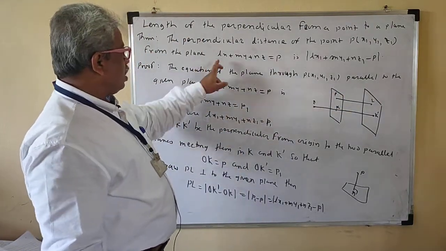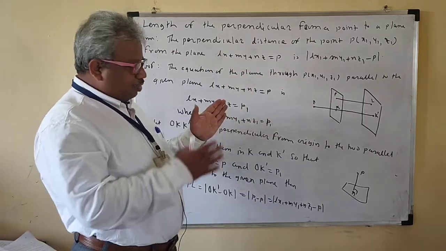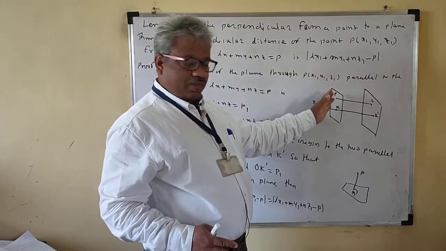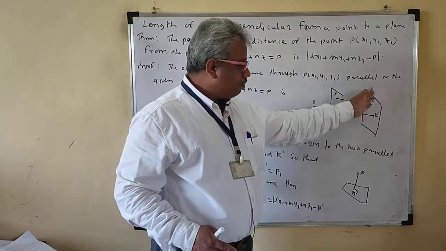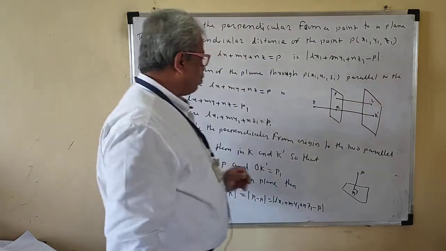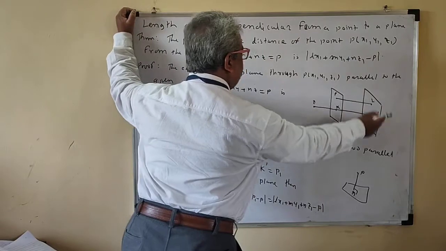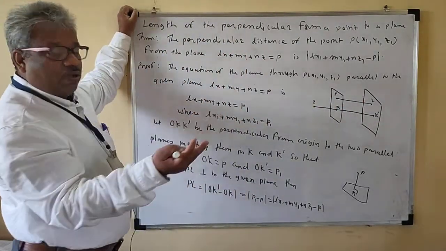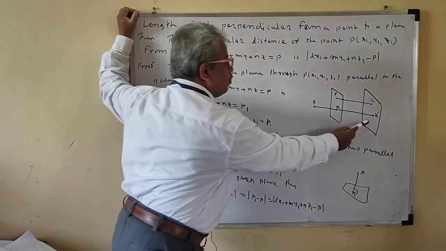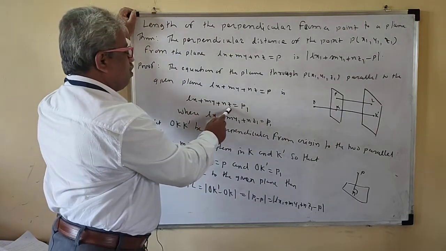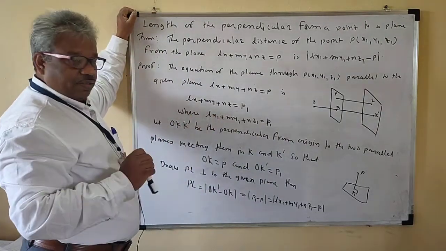So your plane is lx plus my plus nz equal to p. This is your original plane. What I did is take a plane parallel to this one. The equation of the parallel plane is of the same form; it differs by a constant only. So the equation of this plane is lx plus my plus nz is equal to p1.